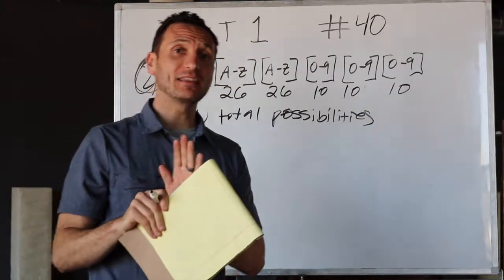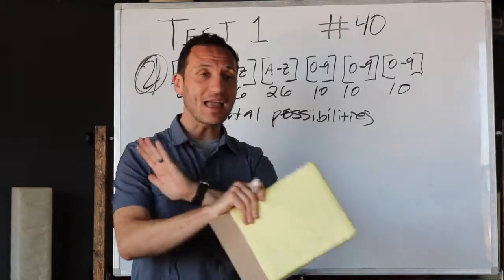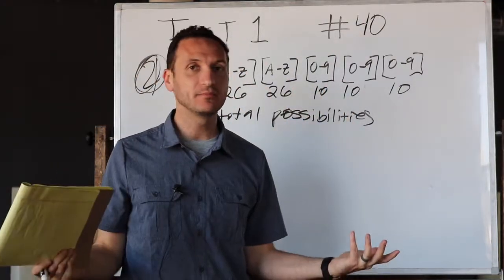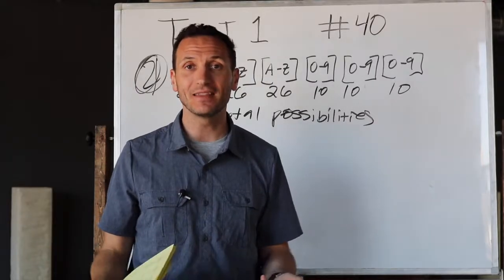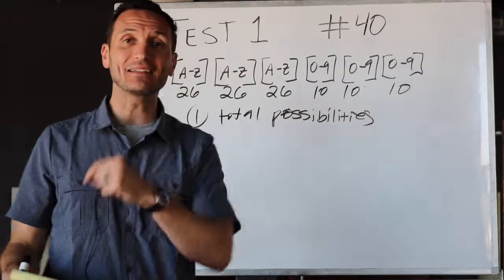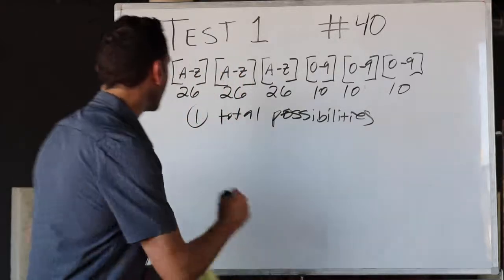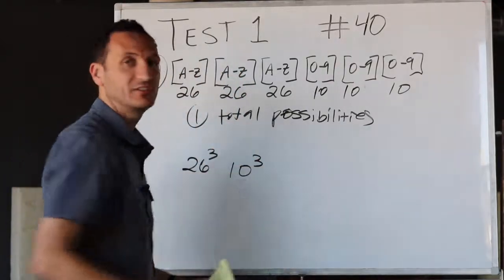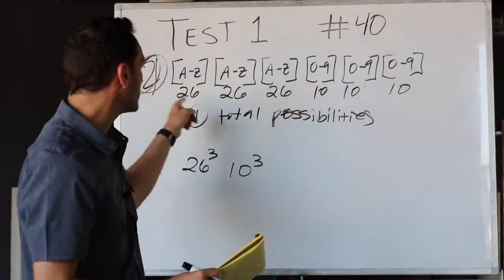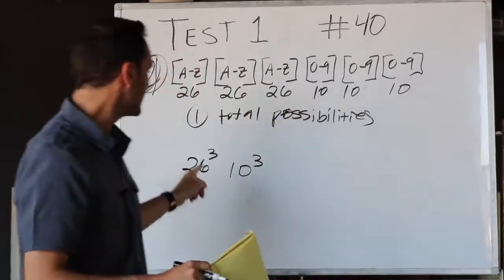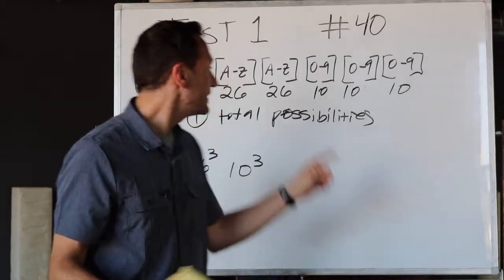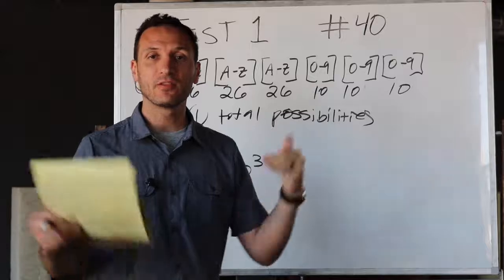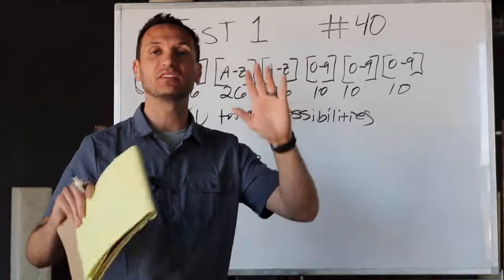Now, if we want to find the total number of possibilities of every number and every letter in this kind of format, it's pretty easy. You just multiply them. And the good thing is, if you look at your answer choices, they don't even require you to do any math. It just shows 26 times 26 times 26 is 26 cubed. 10 times 10 times 10 is 10 cubed, which is answer F. That's the correct answer, the total number of possibilities of the license plate.